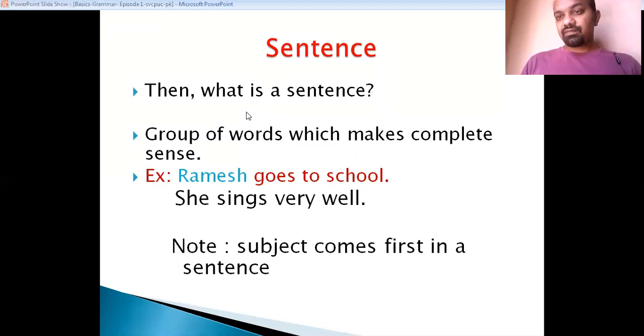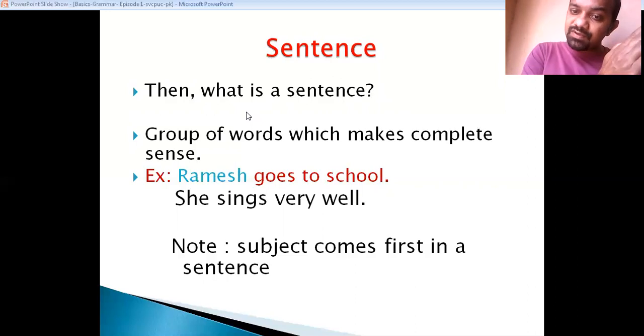She sings. It is a complete sentence. She sings very well. How does she sing? She sings very well. This is also a sentence. So, Ramesh goes to school. She sings well, very well. These are the sentences we see here. They are groups of words which give complete meaning or complete sense.